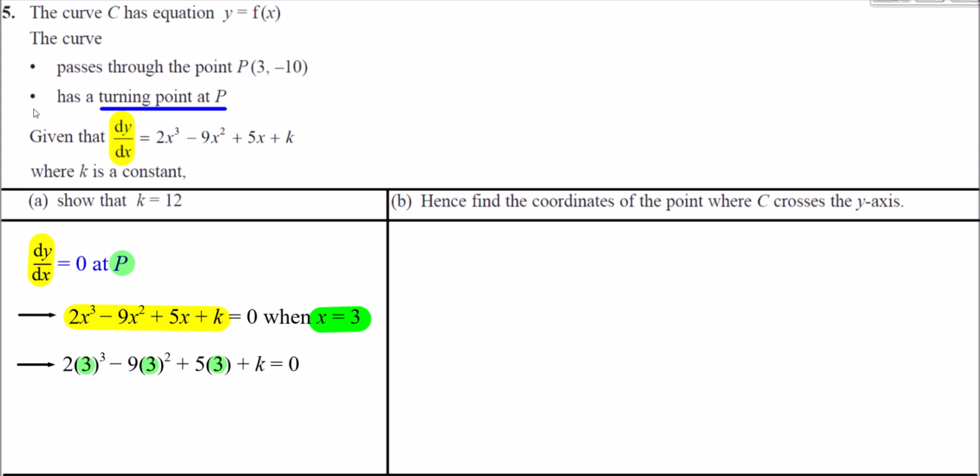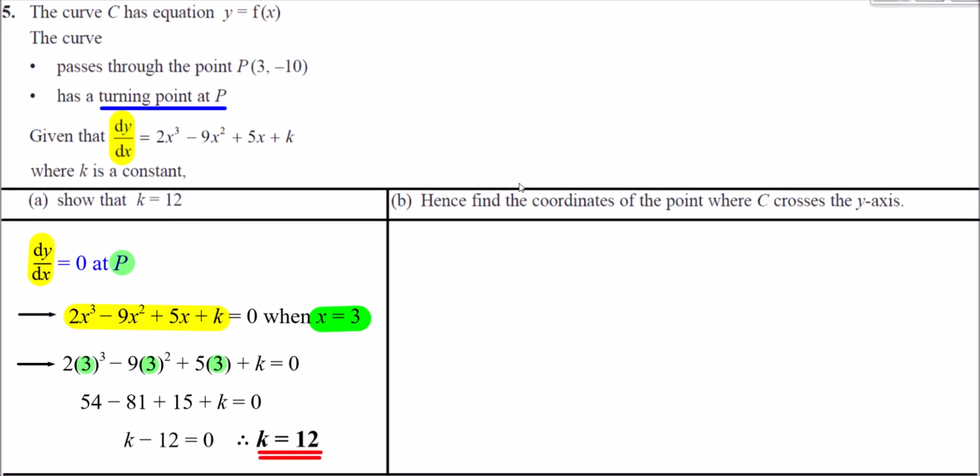If you try this on a calculator and simplify slightly, you should arrive at 54 for 2 times 3 cubed, minus 9 times 3 squared is minus 81, 5 times 3 is 15, plus k. This will neaten again to just simply k minus 12 is equal to 0, so add 12 to both sides. We can see that therefore k equals 12, which is what we needed to show.